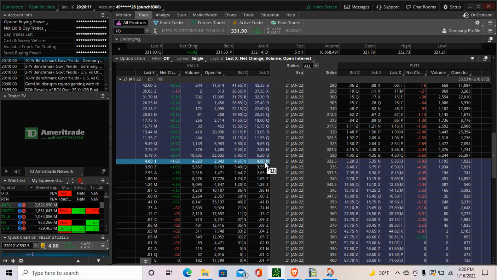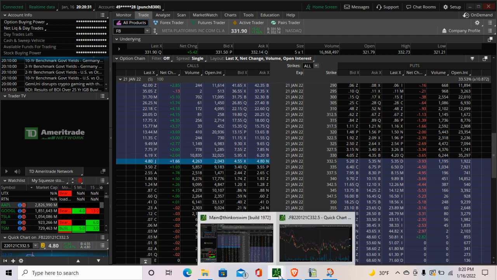I like to buy either right at the ATR or one outside of the ATR when I'm trading, because essentially if that stock goes one of its average moves throughout the day, you're going to catch some pretty good gains, right? At a minimal risk. So let's just say you bought a 332.50 strike. It ended the day at $4.80 at the ask.